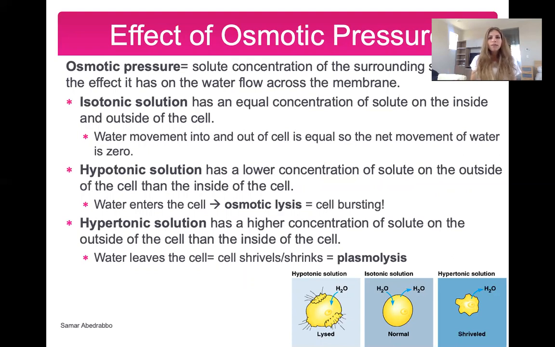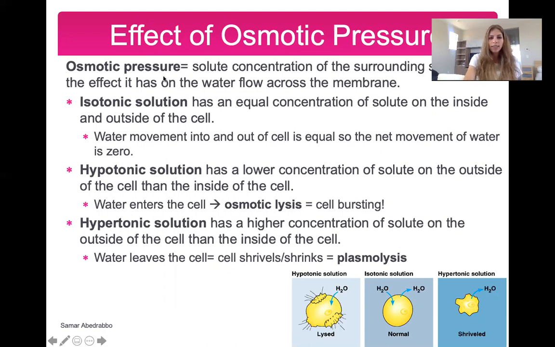There are three types of solutions that we can put cells in: isotonic solution, hypotonic solution, and hypertonic solution. I want everyone to keep in mind that when we use these terms, we're referring to the actual solution, not the cell. I'm not saying a hypotonic cell, I'm saying a hypotonic solution. All of these terms refer to what we are putting the cell in.